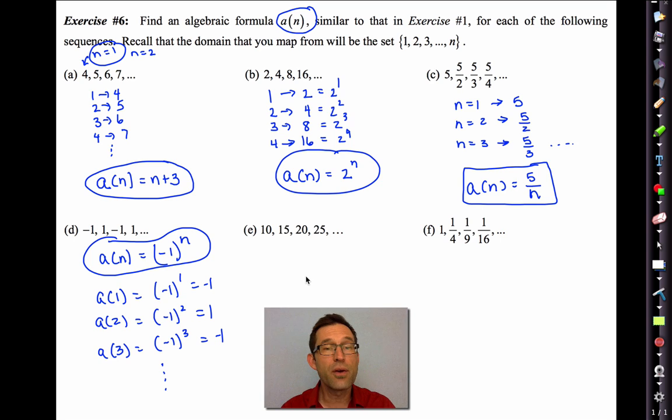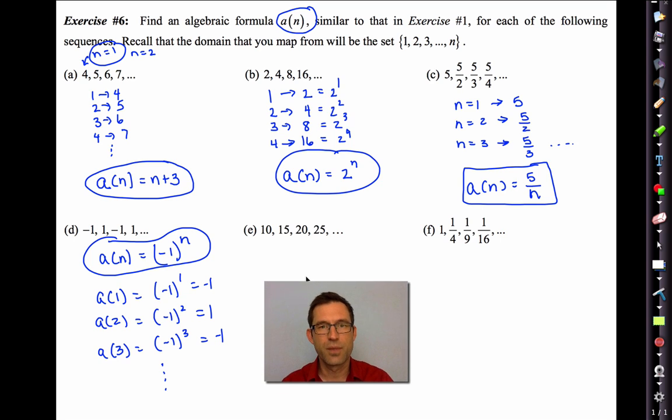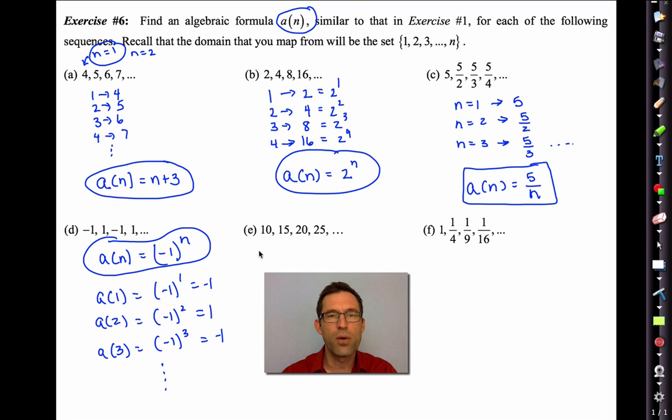All right, now letter E is particularly tricky, okay? Because somehow, when we put n equals 1 in there, we're going to get 10. When we put n equals 2 in there, we have to get 15. N equals 3, we have to get 20.